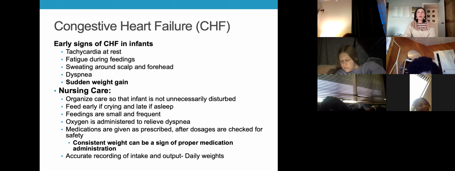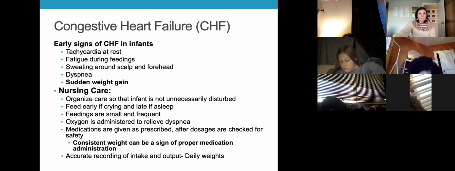We can give them supplemental oxygen to relieve their dyspnea, and then we'll give medications as prescribed after we check for safety. When we're looking for signs of proper medication administration, a consistent weight can be a sign that parents are following that regimen and that our doses are correct. So if we notice a sudden weight gain or sudden weight loss, then we might suspect non-compliance with our home therapies. But if we see that consistent, steady weight, we know our doses are great and the patient's getting them regularly.